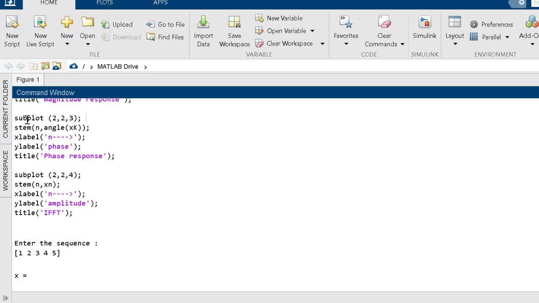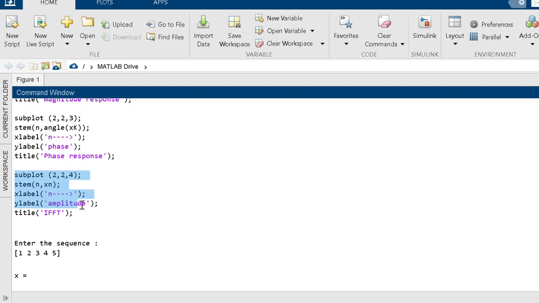Next one is the graph. This block of code is for the graph of the phase response. Subplot 223, the features of the graph would be N and the angle of XK. The x-axis label of the graph would be this one. The y-axis label of the graph would be phase, and the title of the graph would be phase response.